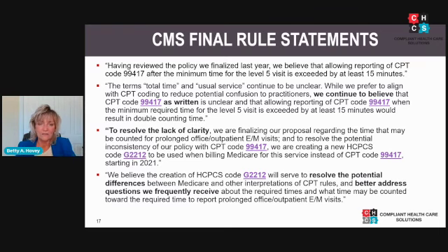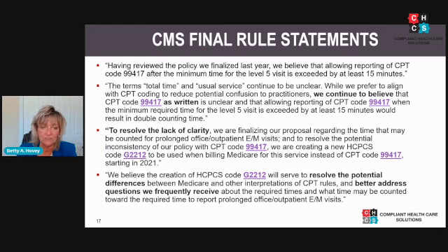So we think that the way that AMA has it written out is just kind of not clear. And we continue to believe that 99417 as written is unclear as to allow the reporting of the code when the minimum required time is exceeded by at least 15. So CMS is saying that's not what it said in the actual code descriptor and guideline.